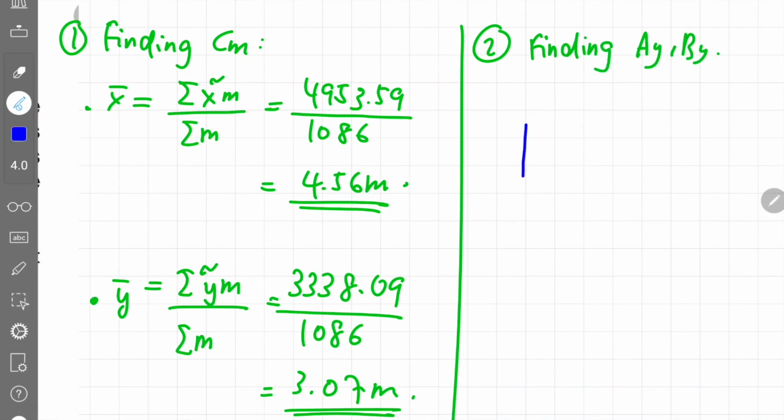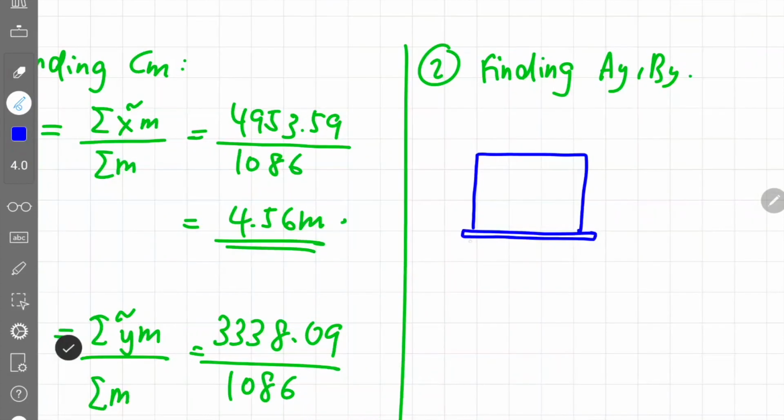Okay, so if I were to redraw the entire assembly as a single component like this, so this is my compressor assembly, which is placed on top of a support system, and there's a stand of A and stand of B over there. So we want to find what is the vertical force of AY and also BY. Okay, so we know the total weight of this compressor is acting downward at the center of mass.